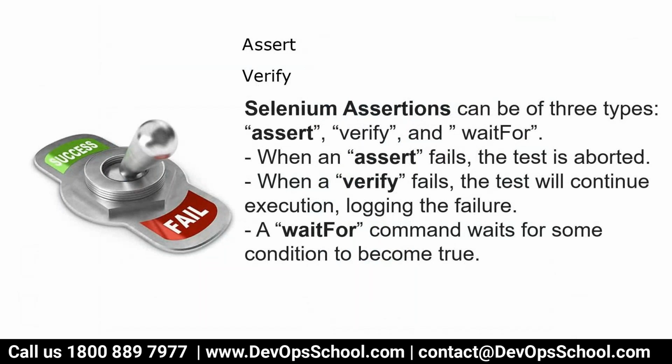In fact, in Selenium there are three different types of assertions. One is called assert, another one is called verify, and third we call it waitFor. That means if you put the assertion as assert and your test fails, the whole remaining tests also get aborted. But in another case, when you use the assertion as verify, that one test fails, but it will continue executing the other test cases also. And with waitFor, the other test cases are going to execute only and only if the waitFor condition becomes true. So basically there are three types of assertions which you have.